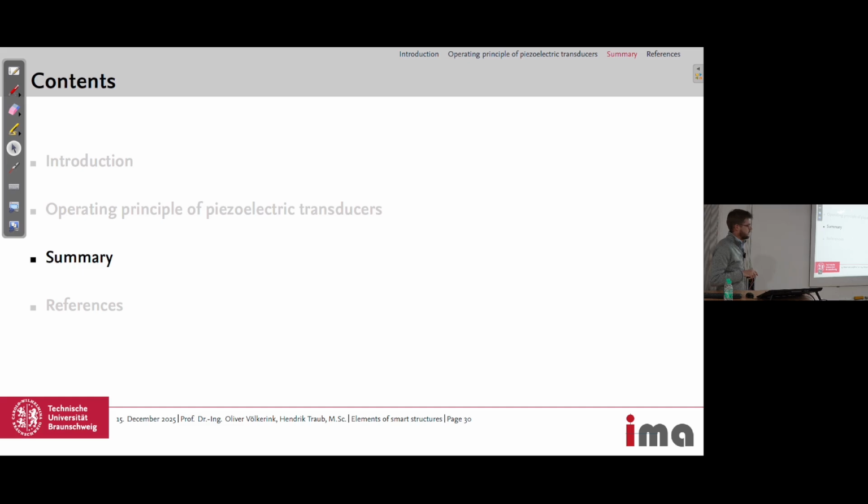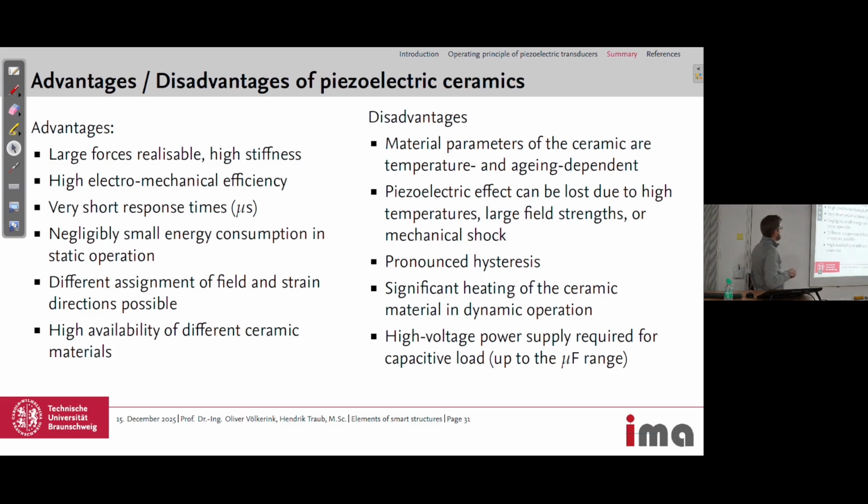So with this, I come to the summary of the lecture, and then we have a short break to switch the camera to the experimental setup, and then we will have a look at the experiment, and then we will close for today. So advantages and disadvantages of piezoelectric ceramics, like mentioned in the learning goals, we have large forces and high stiffness. We have high electromechanical efficiency, very short response times in microseconds, so we can also use it for vibration control or dynamic tasks. We have a rather small energy consumption in static operation.